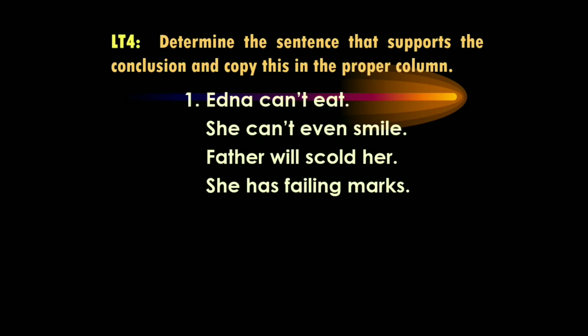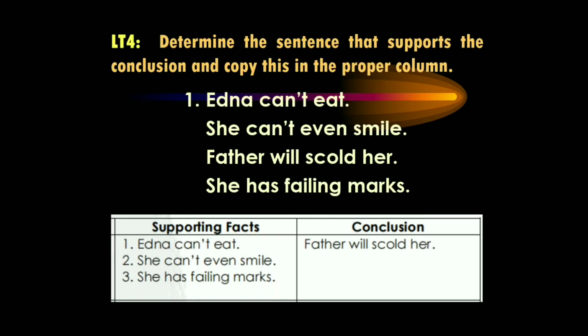So for learning task 4, you're going to determine the sentence that supports the conclusion and then copy it in the proper column. So we have 2 columns here: supporting facts and the conclusion. Okay, so we have here an example. Edna can't eat. She can't even smile. Father will scold her. She has failing marks. So you're going to pick 3 supporting facts and 1 conclusion based on the sentences presented.